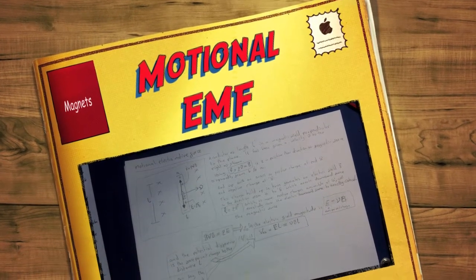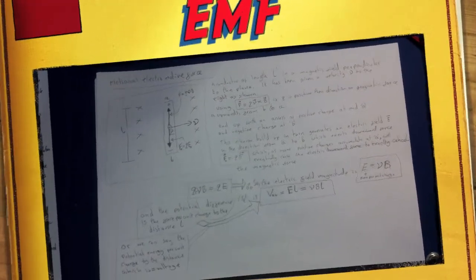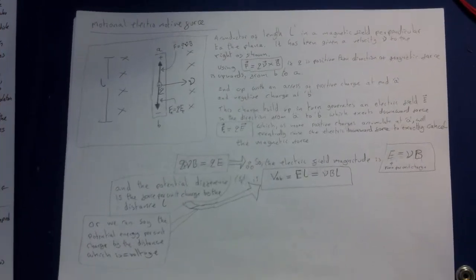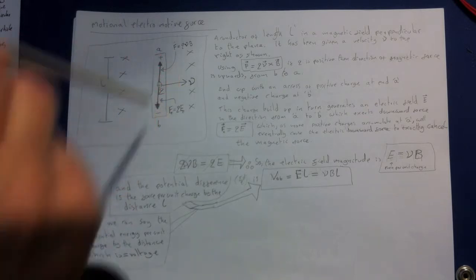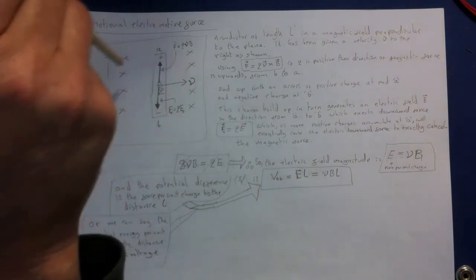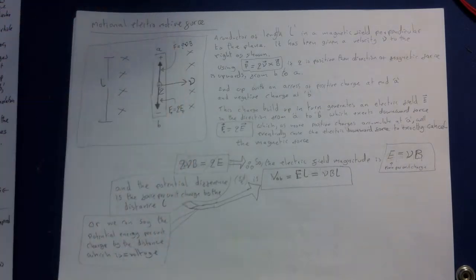Okay, as the first step in our detailed study of magnetically induced electromotive force, we consider a conductor of length L moving in a uniform magnetic field perpendicular to the plane of the figure, directed into the page. There's a magnetic field going in this direction all the way across this plane. We give the conductor a constant velocity v to the right.